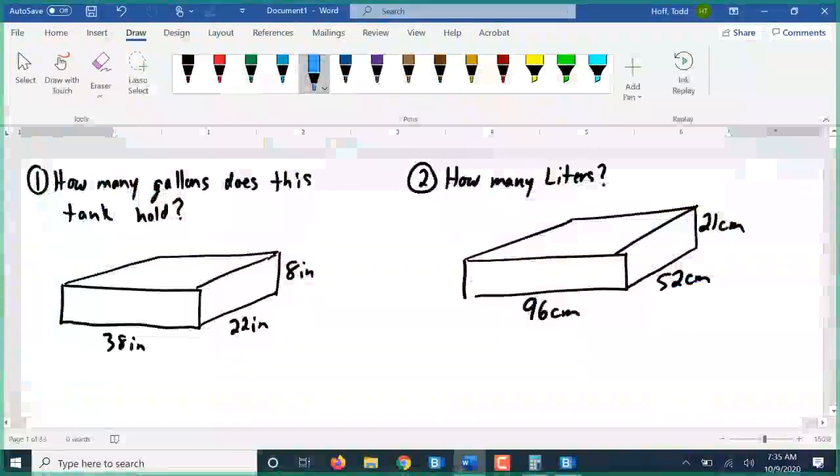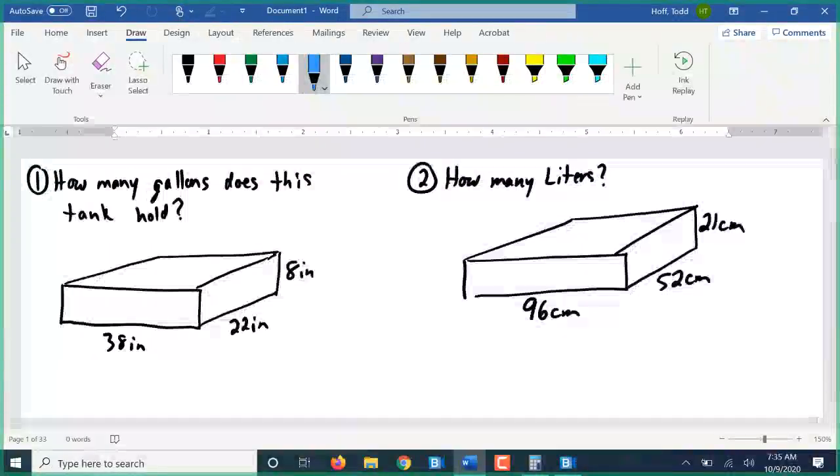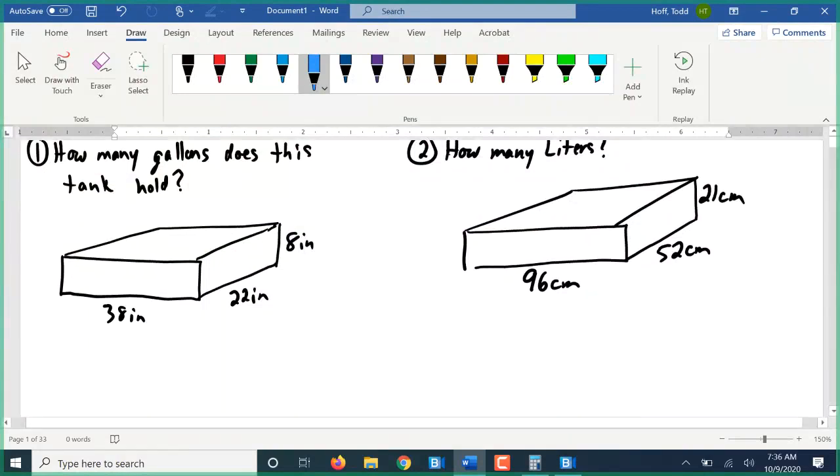Recording has started. So for both of these, we're asked to find the gallons or liters, the capacity. But of course, we're given the lengths for them, which means we have to calculate volume. Remember, we discussed yesterday, volume is found from lengths, combining lengths and capacities at standard containers. So we have to do that conversion.